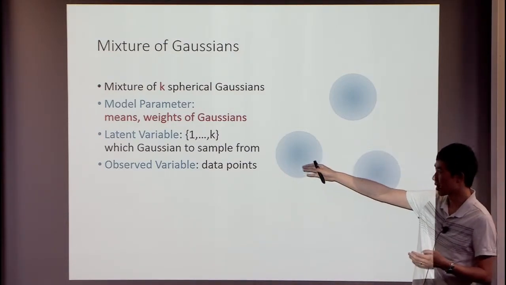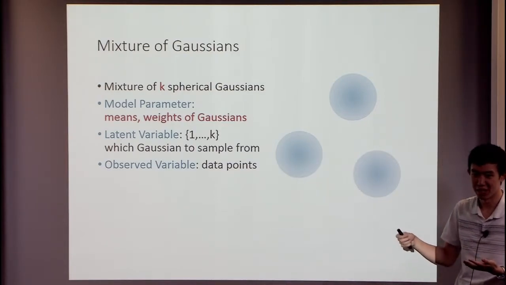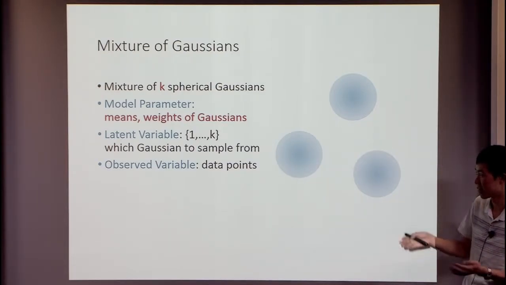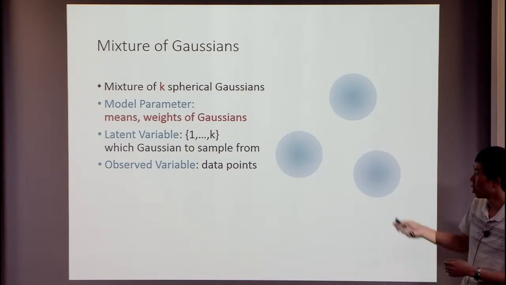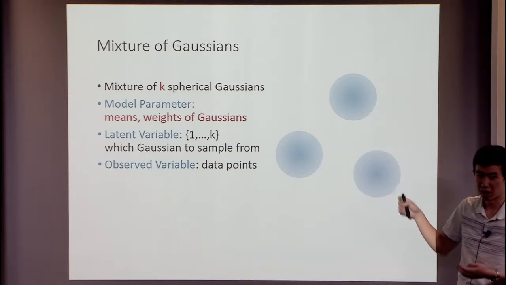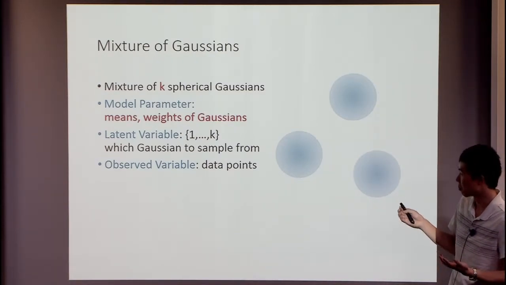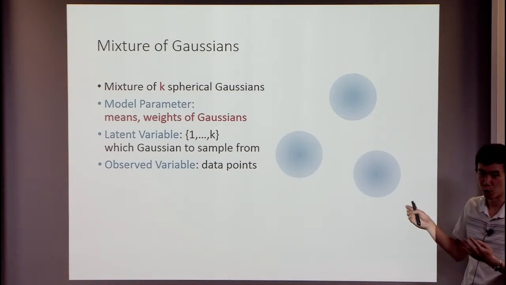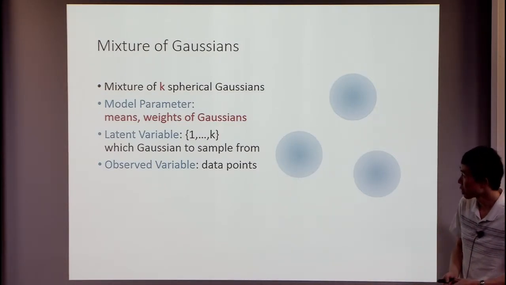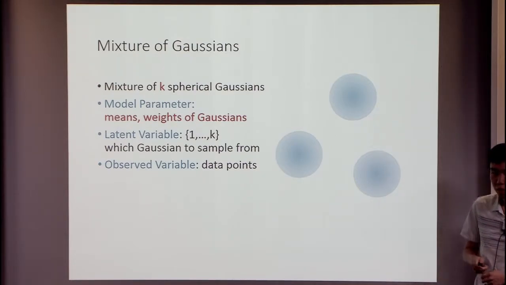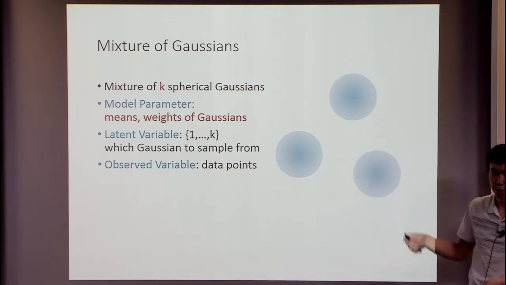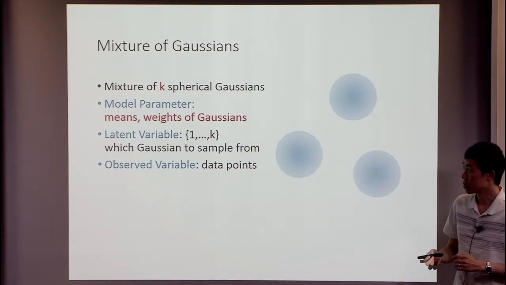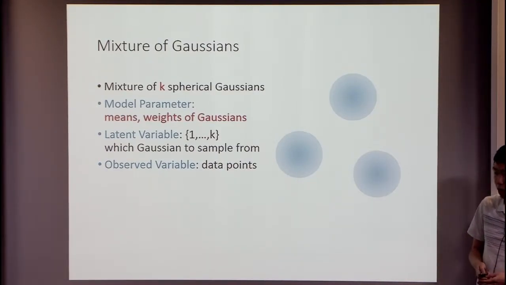As you see, the distribution for the latent variable is just a multinomial distribution. It's very simple. The conditional distribution is also just a Gaussian, which is also very simple. But the marginal distribution on the observed variables is a mixture of Gaussians, which is much more complicated than either one of them. So now the problem is, given samples of these data points, we want to learn the means and the weights of the Gaussians. So this is what I mean by learning a latent variable model.